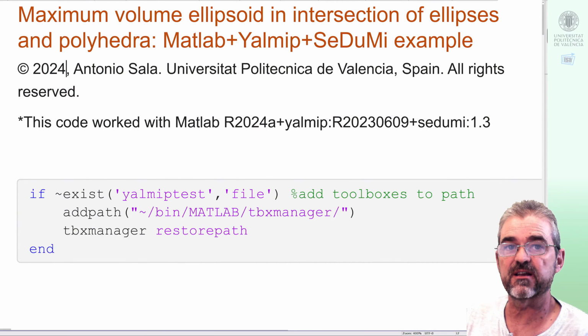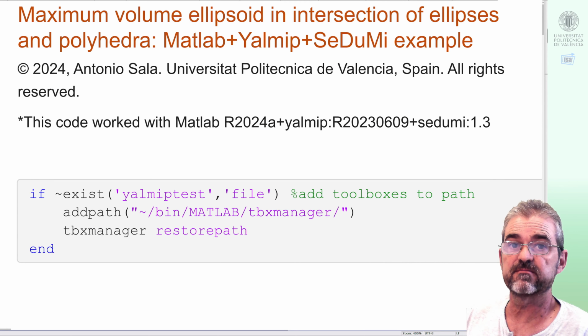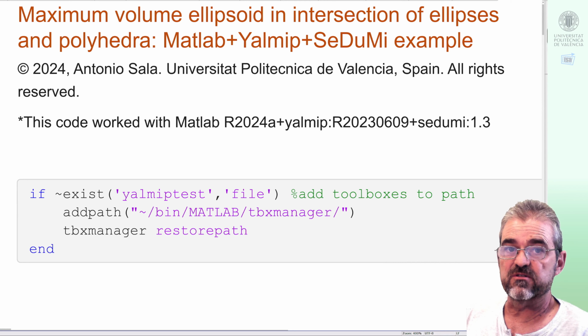Hi, I'm Antonio Sala, and in this video we are going to solve an example in Matlab using YALMIP and SeDuMi toolboxes on how to find the ellipse of largest area given a convex shape, an intersection of half-planes, polygons, and ellipses in which the target ellipse must be.